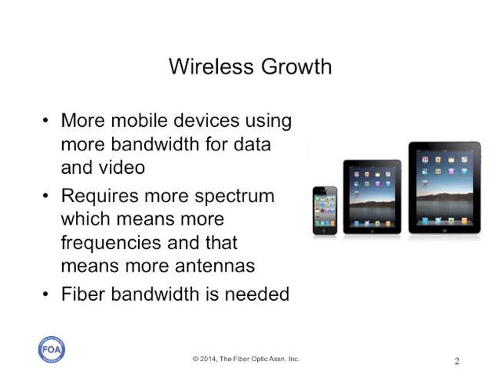Subscribers are using more mobile devices which use more bandwidth, especially for data and video. That requirement for more bandwidth requires more spectrum, which means more frequencies, and that means more antennas. So more fiber bandwidth is needed for those cellular systems.